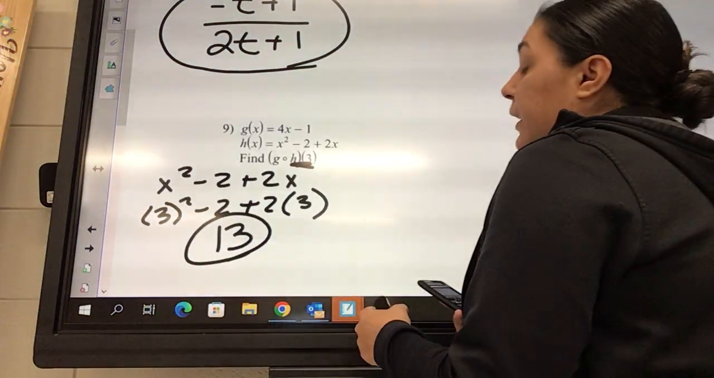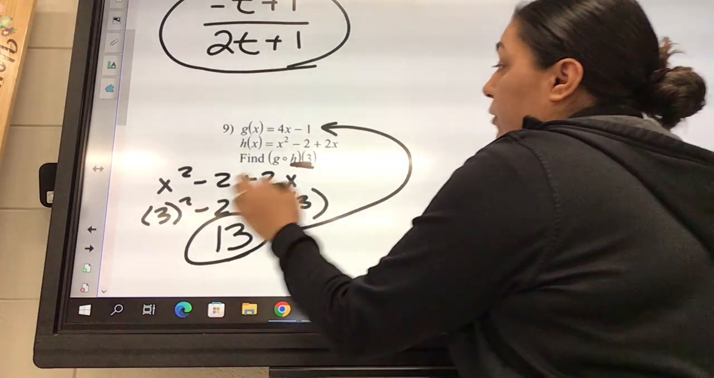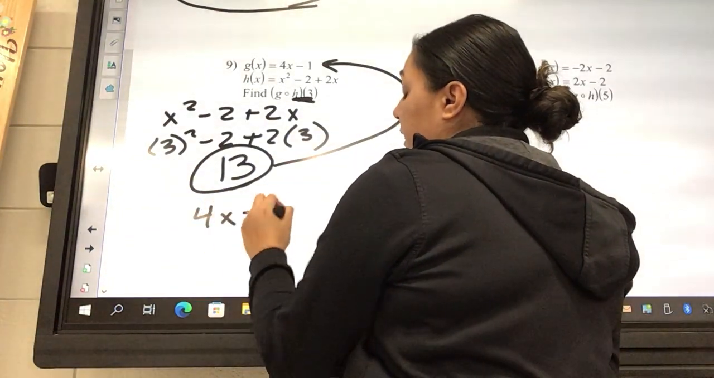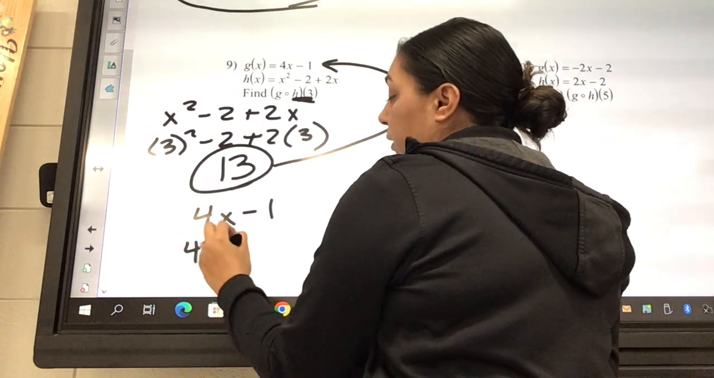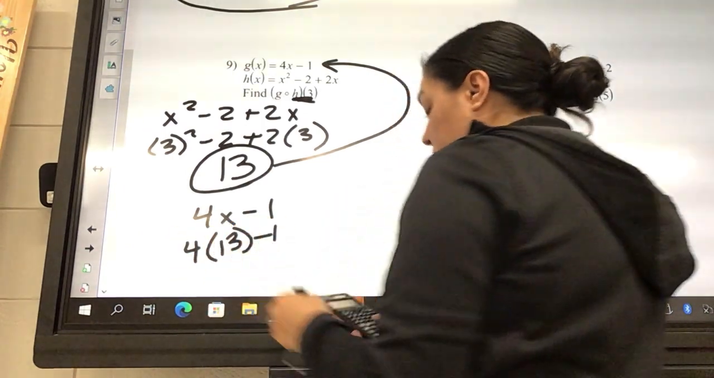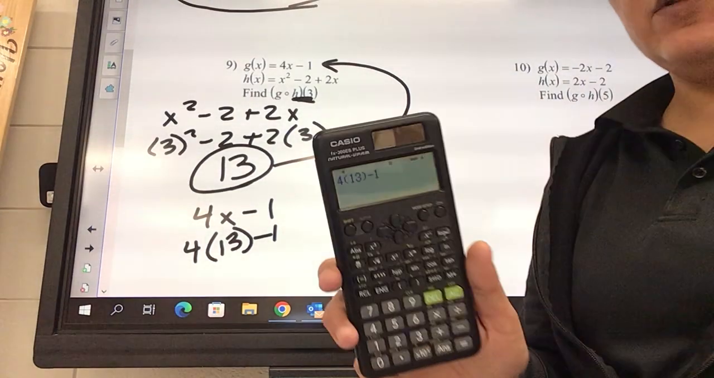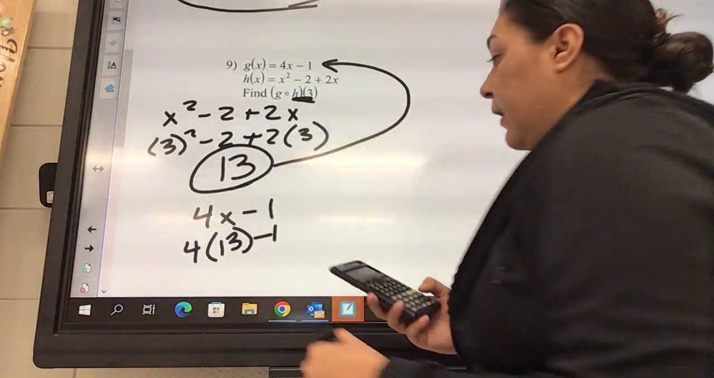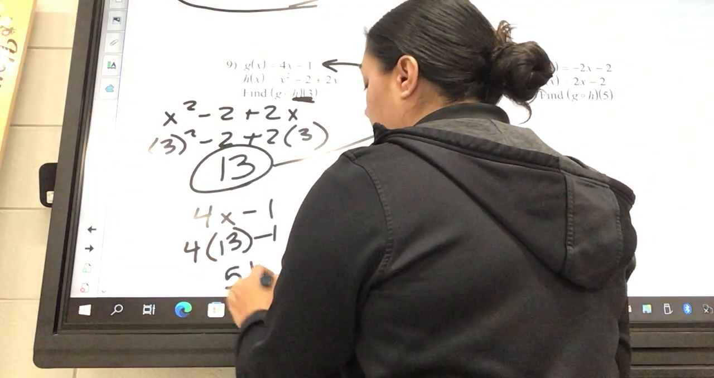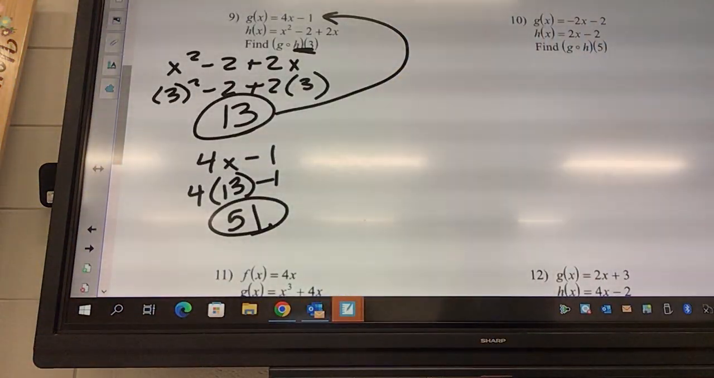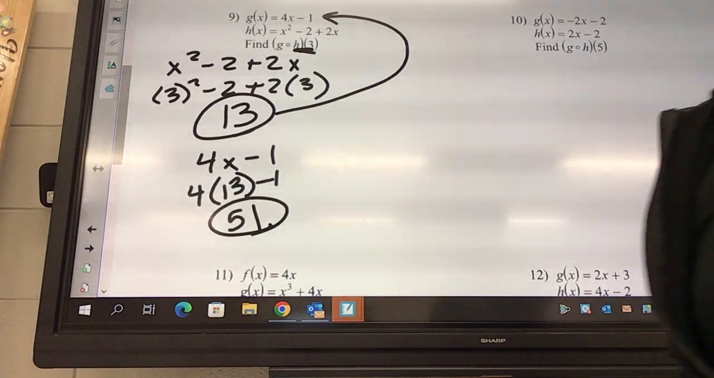Okay, so now we're going to take that and we're going to plug it into the other function, which is the G. So it says 4x minus 1. So it's really 4 times 13 minus 1. And again, you can just type it on your calculator. Okay, all in one step, one line, it's no biggie. Okay, and that's going to give you 51. Okay, so 51 is our actual answer for G of H of 3.